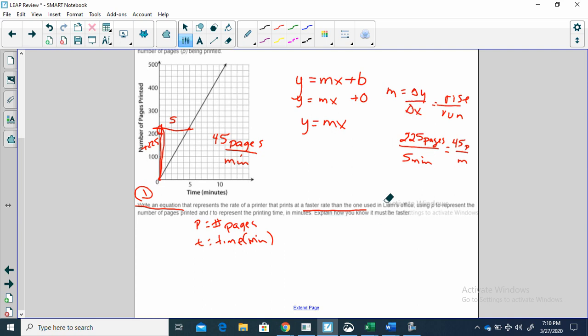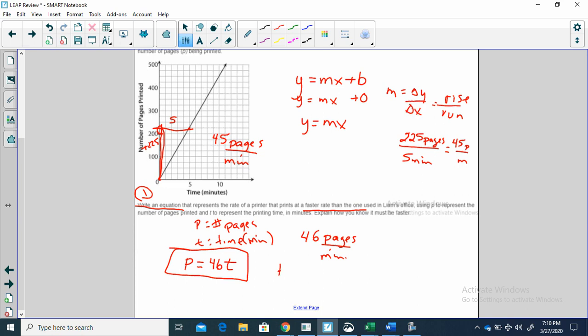We want one that goes at a faster rate than his. Well, if it goes at 45 pages per minute, why don't I go to 46 pages per minute? Why don't I use that as our unit rate? That would be more than 45 pages per minute. Write an equation that represents this. So the total number of pages would be equal to 46 pages per minute times the number of minutes. This would be our equation. This gives us something that's faster.